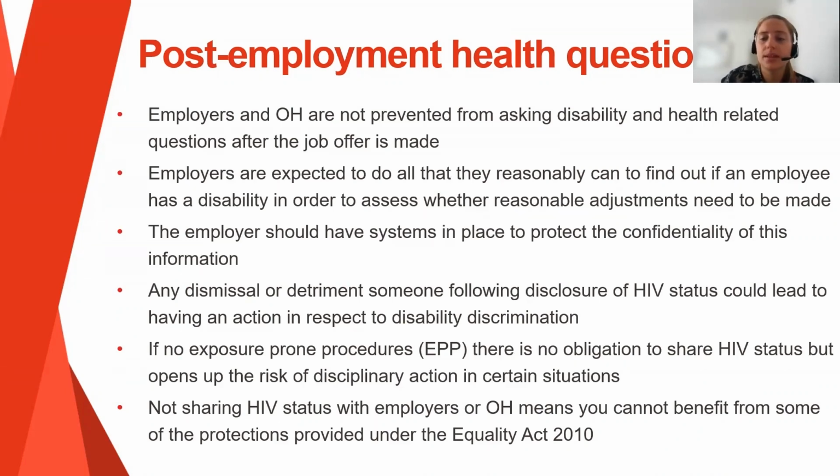So the employer should also have systems in place to protect the confidentiality of this information to comply with the principle of integrity and confidentiality. So they should have systems in place to protect the confidentiality of the information if HIV status is shared. Any dismissal or detriment to someone following disclosure of an HIV status could lead to action in respect of disability discrimination. And sometimes the implied terms of mutual trust and confidence might form a part of the employment contract, which means that there's a duty on the employee and the employer not to act in a way that is likely to destroy trust and confidence.